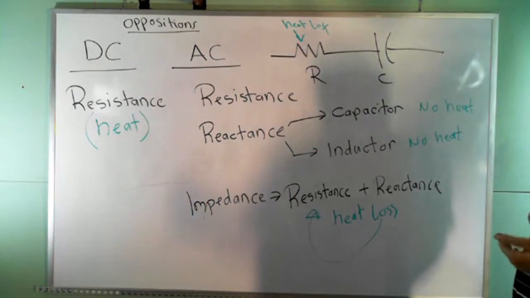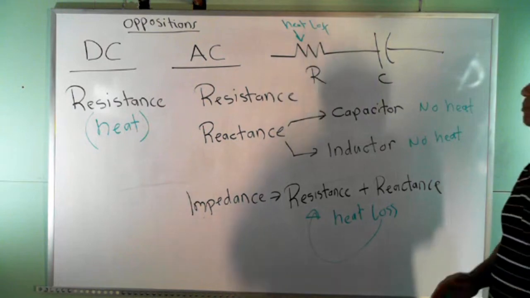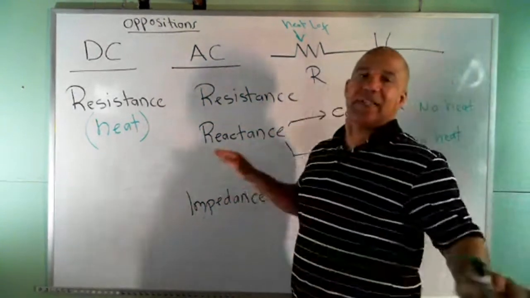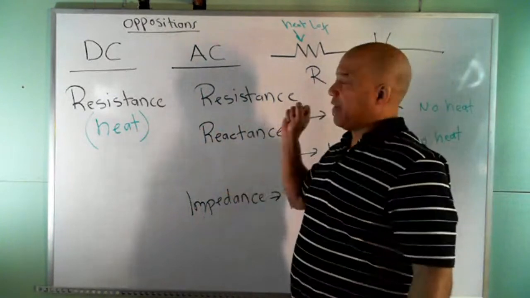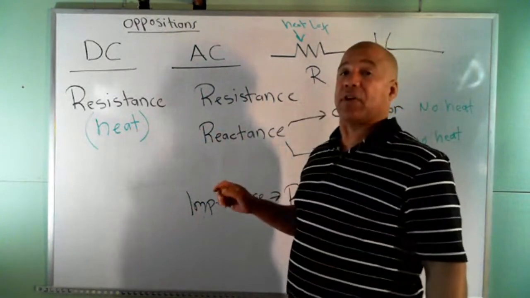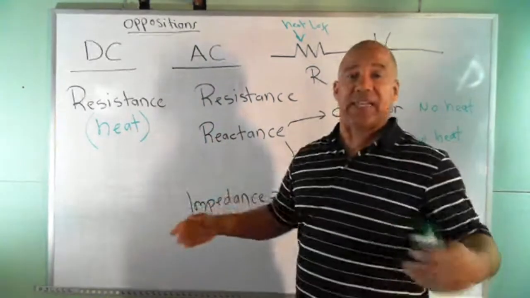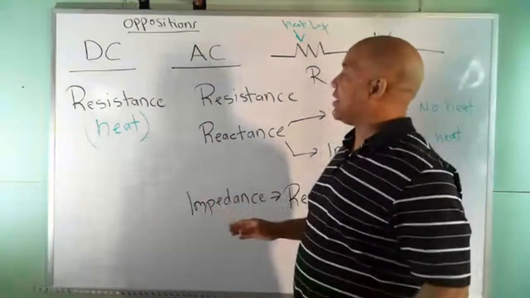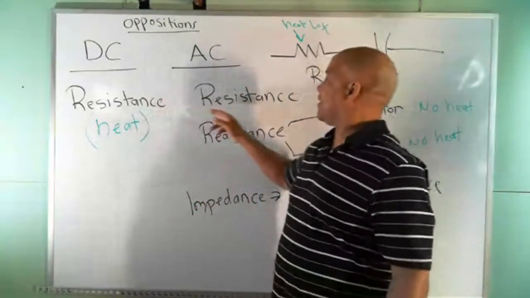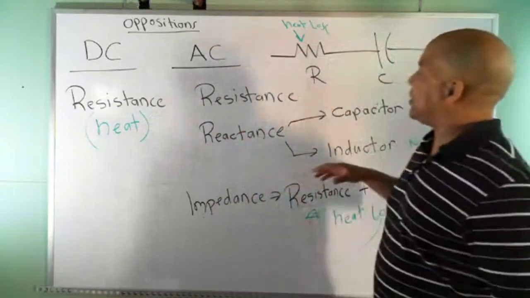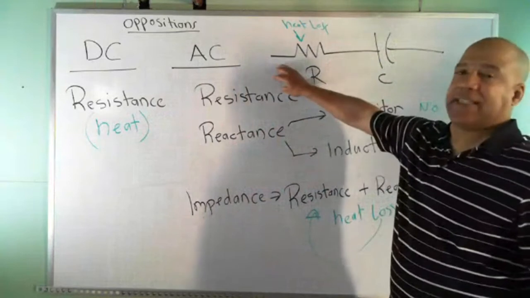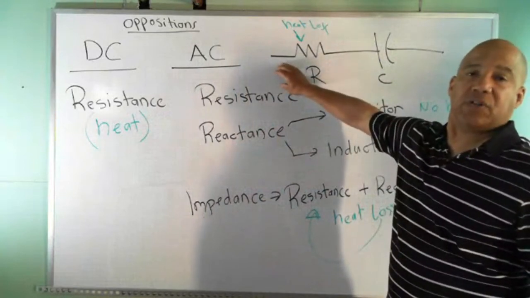So let me back up and just kind of re-emphasize a couple points. Resistance exists in every circuit. When I say every circuit, you can have DC circuits, you can have AC circuits, you can even have circuits with a combination of DC and AC together. No matter what kind of circuit you have, resistance can exist in either or all types of circuits. Reactance only exists in AC circuits or AC portions of a circuit.